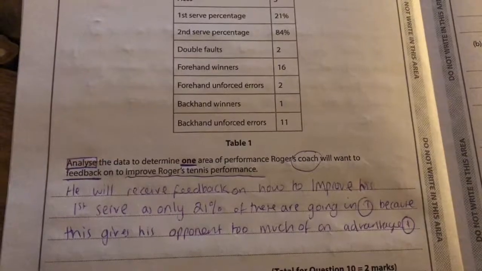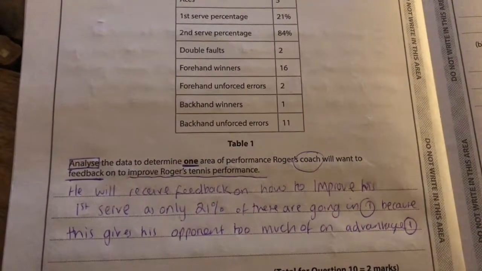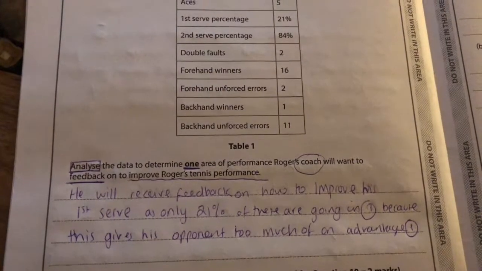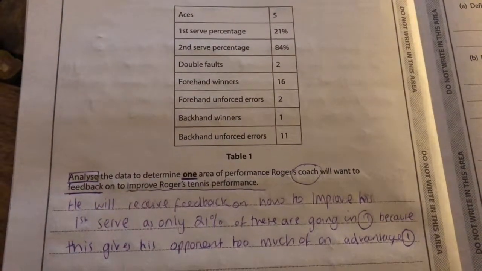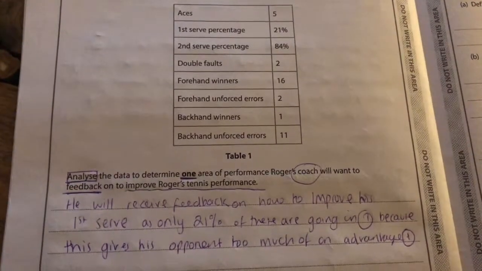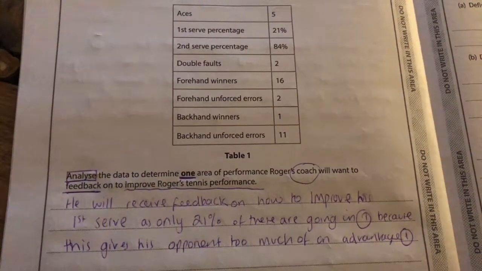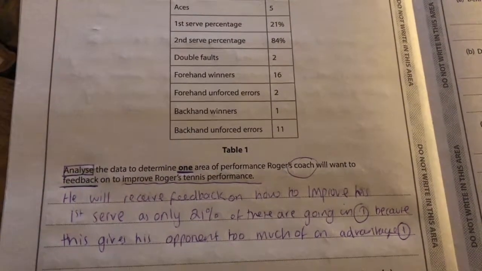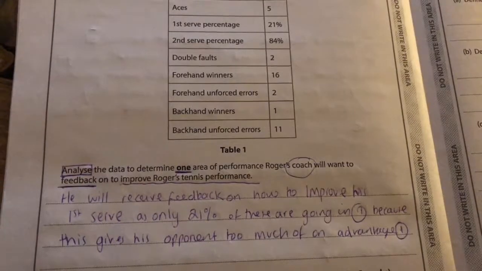You could have gone down the angle he received feedback on his backhand, as he's losing too many points through unforced errors. Again, it's saying what you've seen, his backhand unforced errors, he's lost 11 points from those. Again, when you look at the forehand unforced errors, he's only lost 2. To get the second mark though, we must have a connective, and because is your key connective on this question.